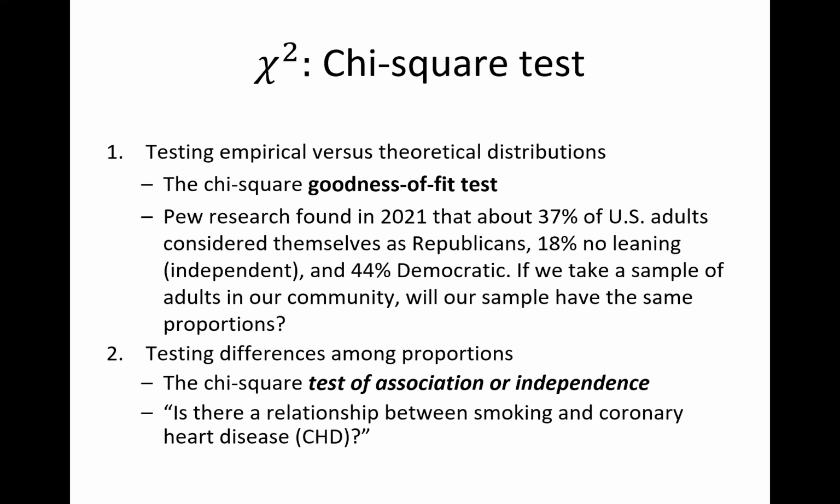So this pretty much says what I just said. You have the chi-square goodness of fit test. So for instance, if you know that 37% of adults consider themselves Republicans, 18% independent, and 44% Democratic, and you compared that to sample data that you had actually gathered from, for instance, New York City, would the proportions match the expected proportions from national data?